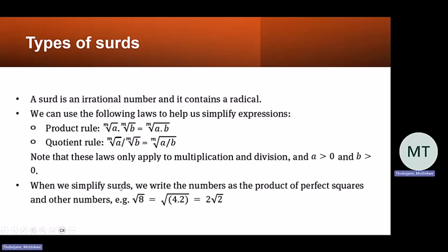When we simplify these surds, we write the numbers as a product of a perfect square and other numbers. So, for example, here, right? Square root of 8. Do you have a square root of 8? You need to express it in this form. You must simplify it.